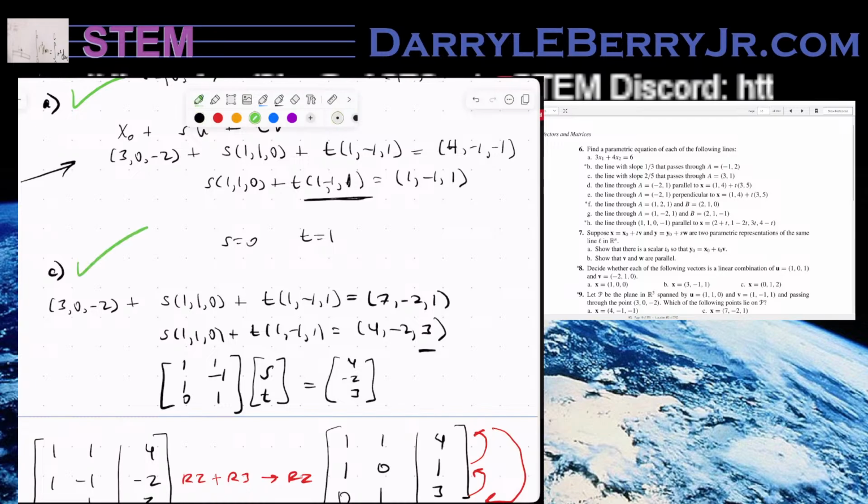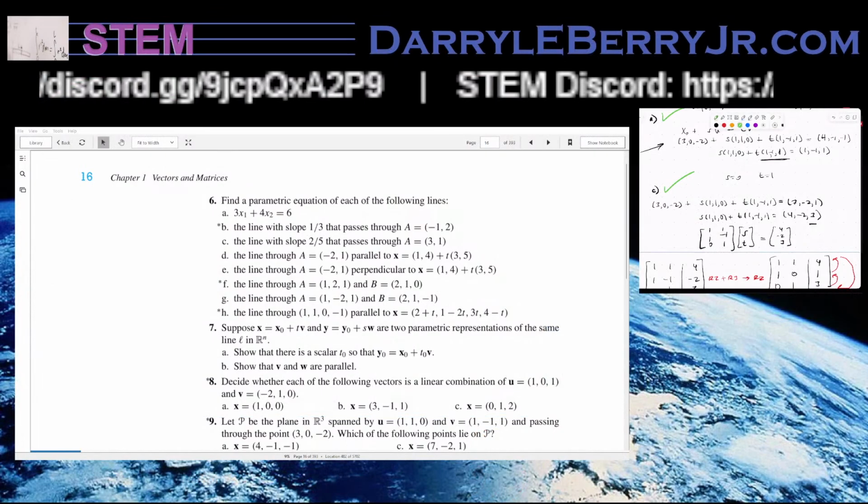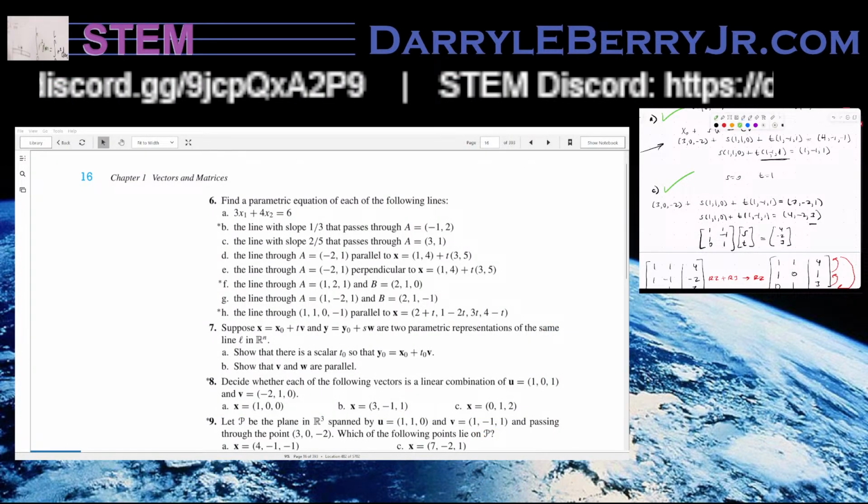So let's go ahead and jump to section 1.2. And we'll get some problems there. I'll do the same thing on this screen and expand things a bit.